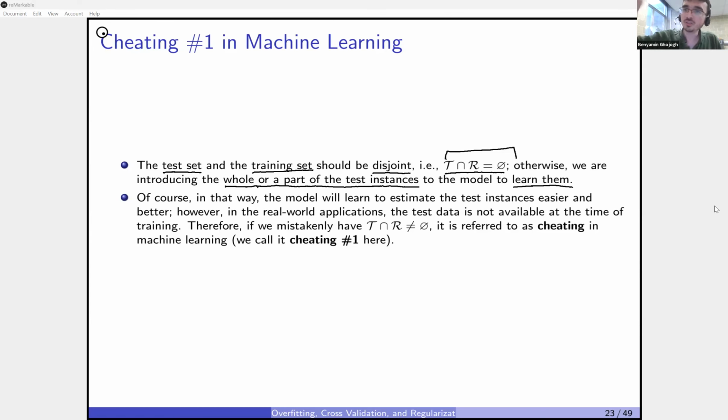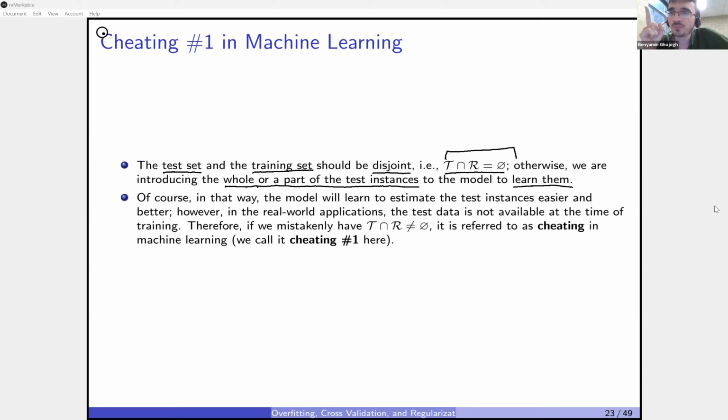Then for reporting the result to them, if you use some test data in your training, it means that you're already introducing them to your model for learning them. Of course, the model will perform well on that because you're cheating. You are leaking some information of your test to the training phase for training the model. It means that the model has already been introduced to them. Therefore, of course, it will perform well on them.